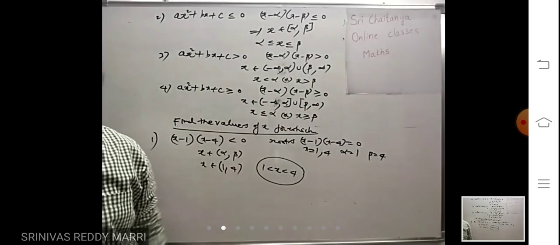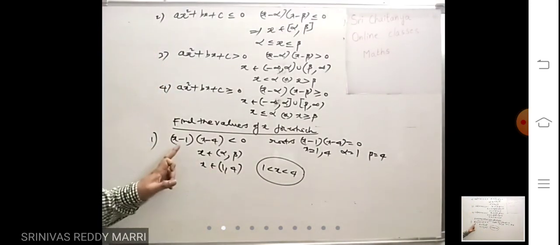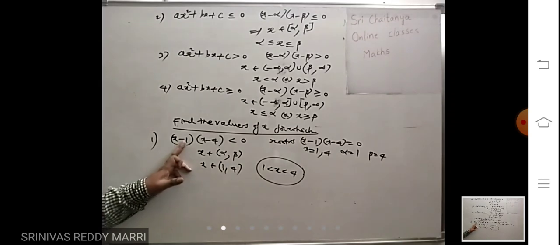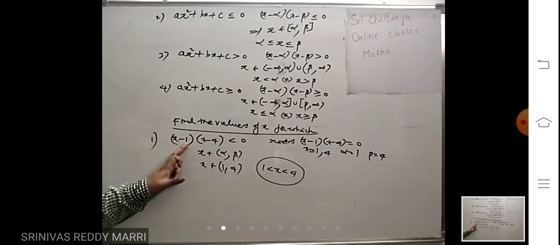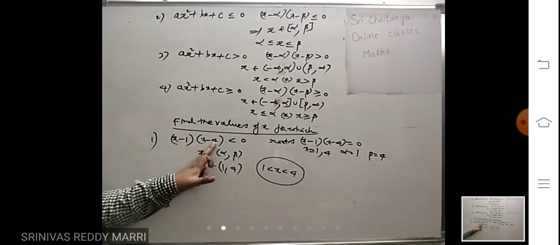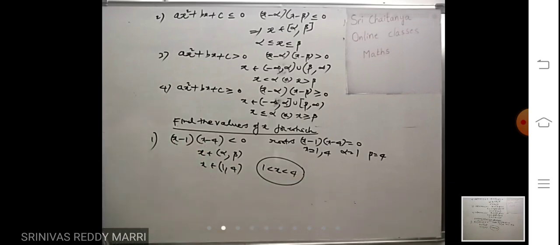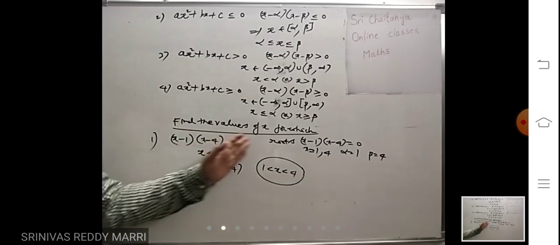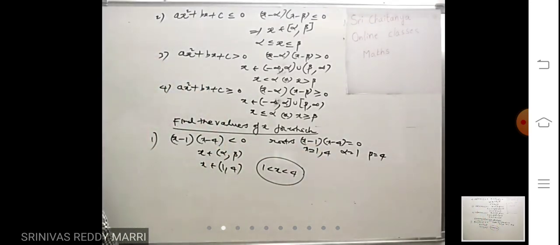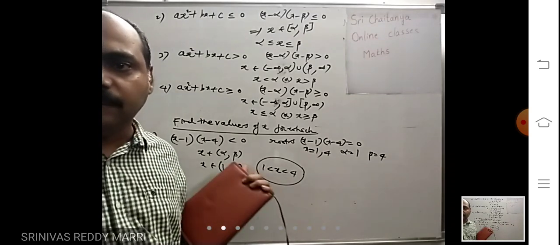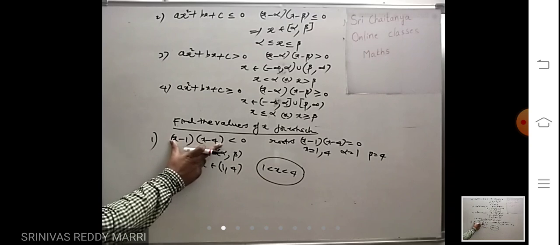Suppose outside this interval you take the value, say x equal to 5. Then 5 minus 1 is 4, into 5 minus 4 is 1. 4 into 1 is positive. That will not satisfy. This you are getting positive, but it has been given negative. That means other than these x values, if you take any value, it will not be negative. So we have to find the values of x for which it is negative.